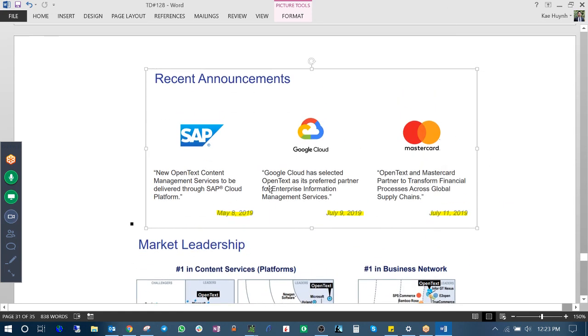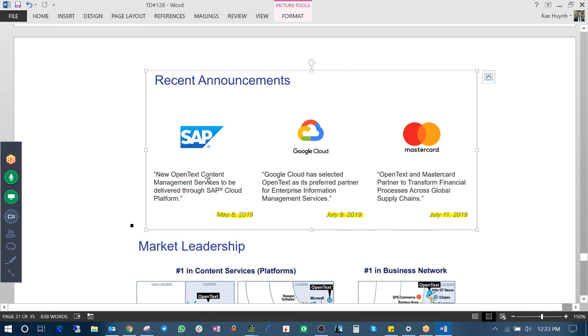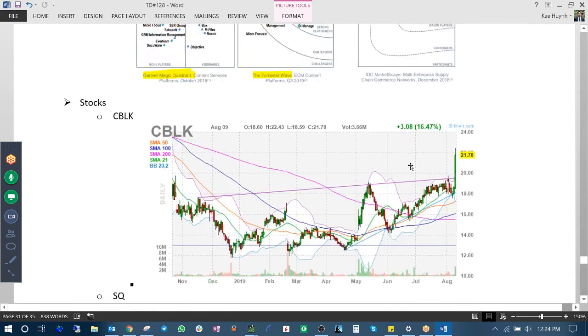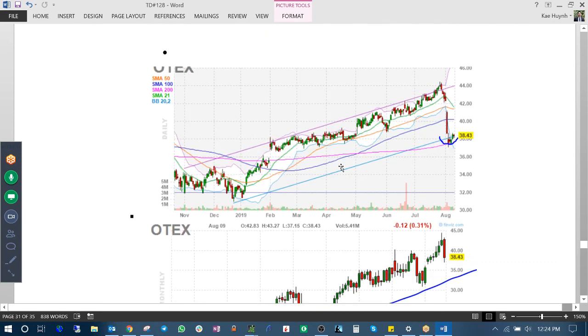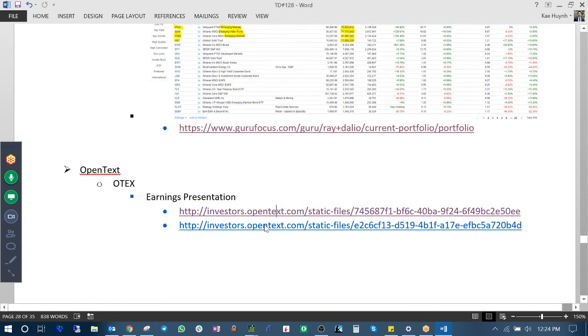This is the recent announcement right here. So SAP only in May, new OpenText content management services to be delivered through SAP cloud platform, so that they're a customer. Google has selected OpenText as the preferred partner for enterprise information management system services. And Ashim says that he's extremely bullish on Google Cloud. So this is solid income for OpenText. And I mean, preferred partner, right? Not bad. And then also MasterCard. Yeah, you guys want to jump into the last part right here.